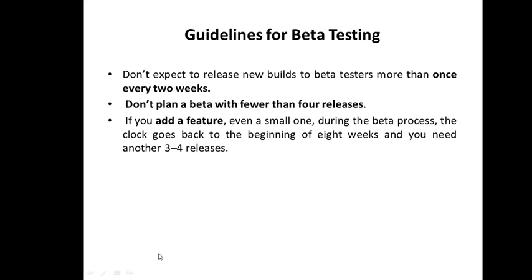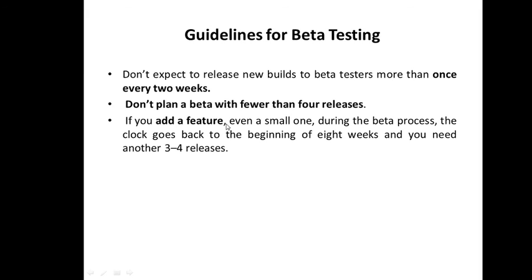Finally, the guidelines: don't expect to release new builds to beta testers more than once every 2 weeks. So in 2 weeks, that is a span of 14 days, only one release should be given to the beta testers. Don't plan a beta with fewer than 4 releases. That means 4 releases or 4 builds must be there in one beta version minimum.